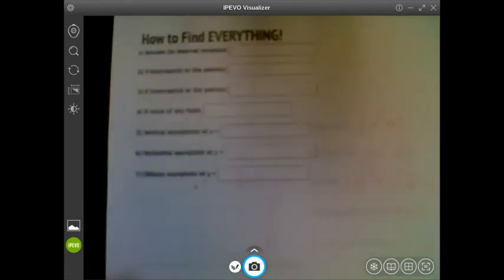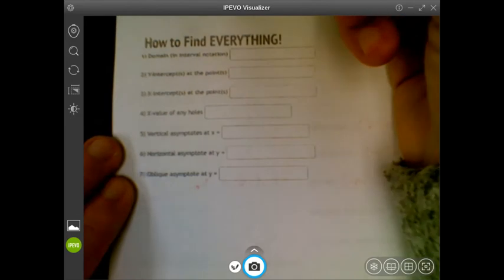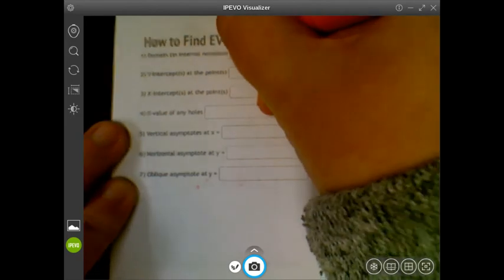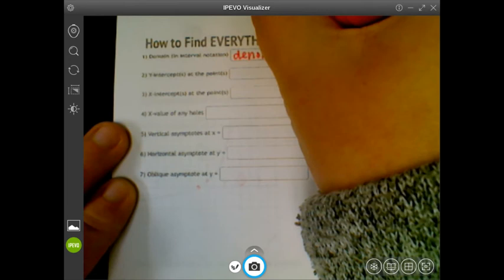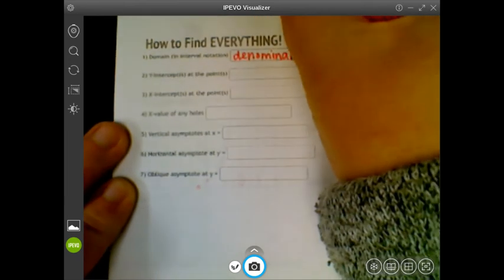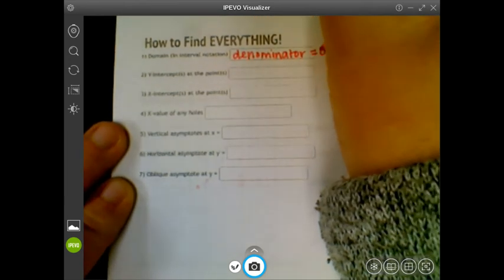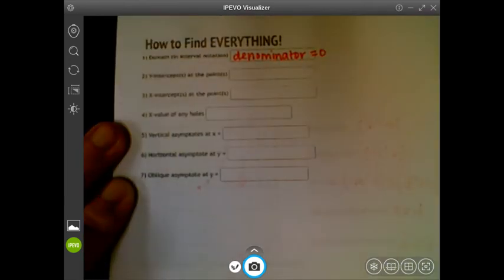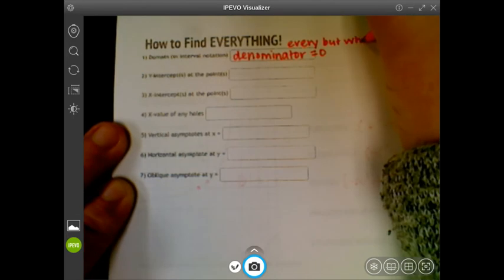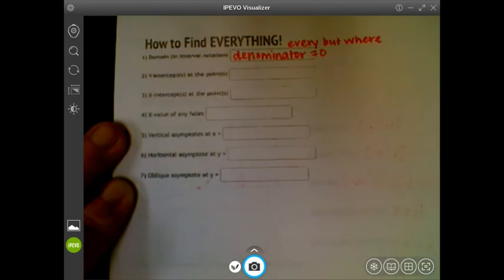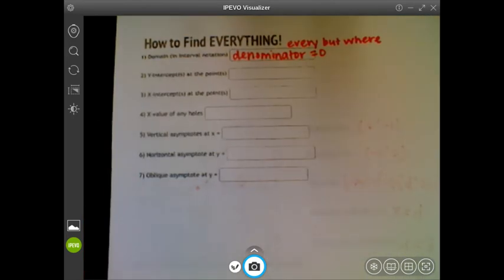homework problems. So the domain is going to be everything except for where the denominator is equal to 0, because what you cannot do is you cannot divide by 0. So it's everything but where the denominator is equal to 0. Everywhere but there.